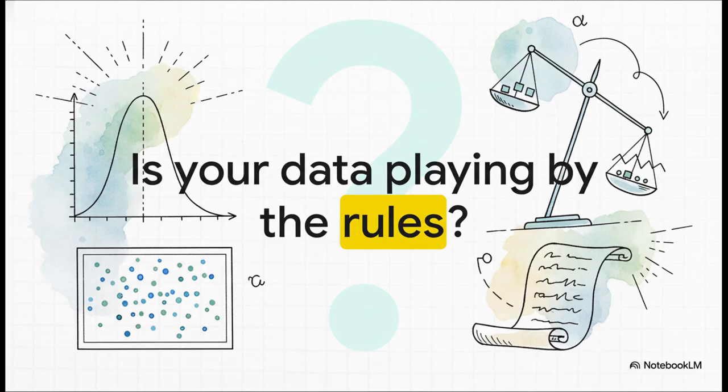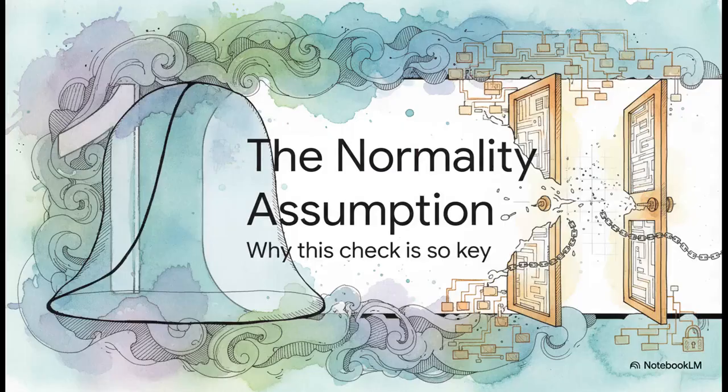So, what's this big, important rule all about? Well, it's called the normality assumption. And look, this isn't just some dusty old theory from a textbook. Think of it more like a bouncer at a club. It decides whether or not you get to use some of the coolest, most powerful tools in your statistics toolbox.